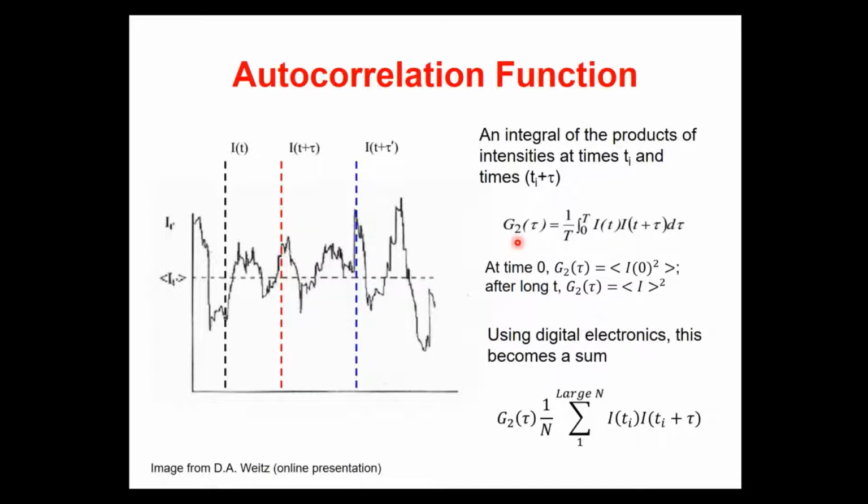If we're going to implement this calculation in digital electronics, we're going to take this continuous integral and turn it into a discrete sum. But the idea is the same. We're multiplying the intensity at a certain time by the intensity at a time somewhat later. We're getting a value of the correlation between the light scattered at those two different times.